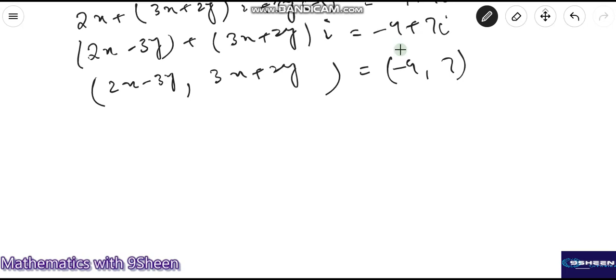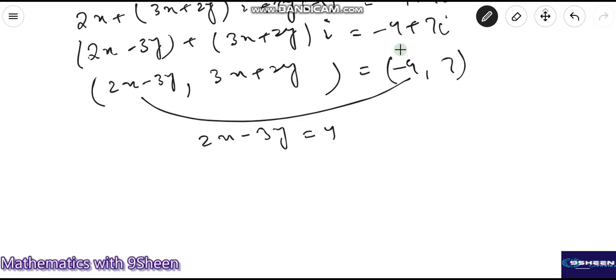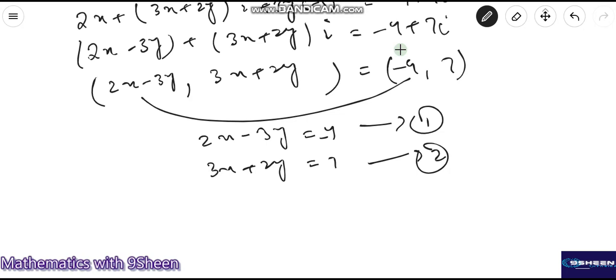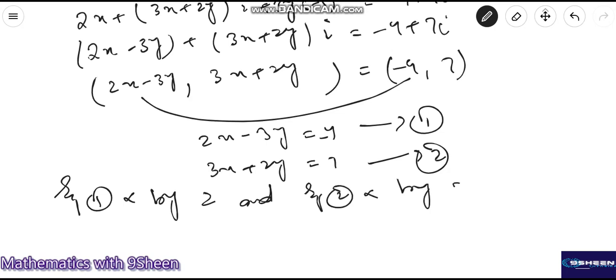Now we will solve this like simultaneous equations. That's why we can say that 2x minus 3y is equal to minus 4. Similarly, 3x plus 2y is equal to 7. The first is equation 1 and the second is equation 2. We will solve them simultaneously. Multiply equation 1 by 2 and equation 2 by 3, then add.